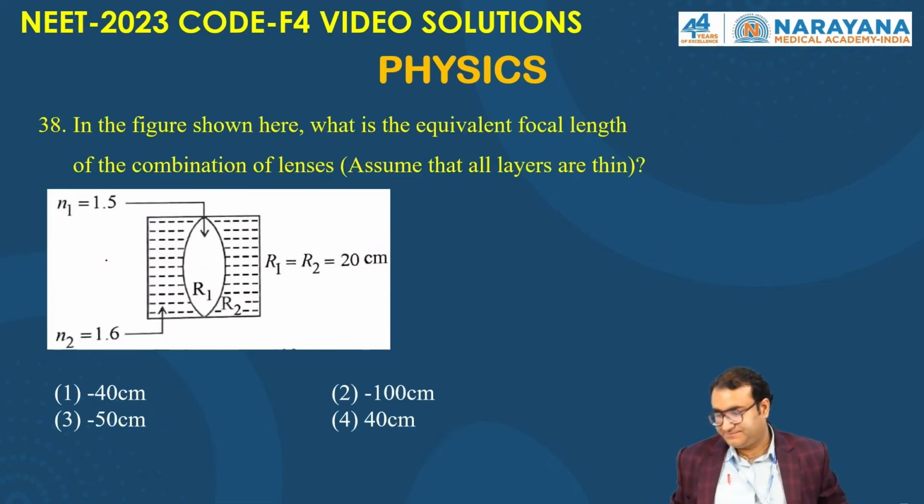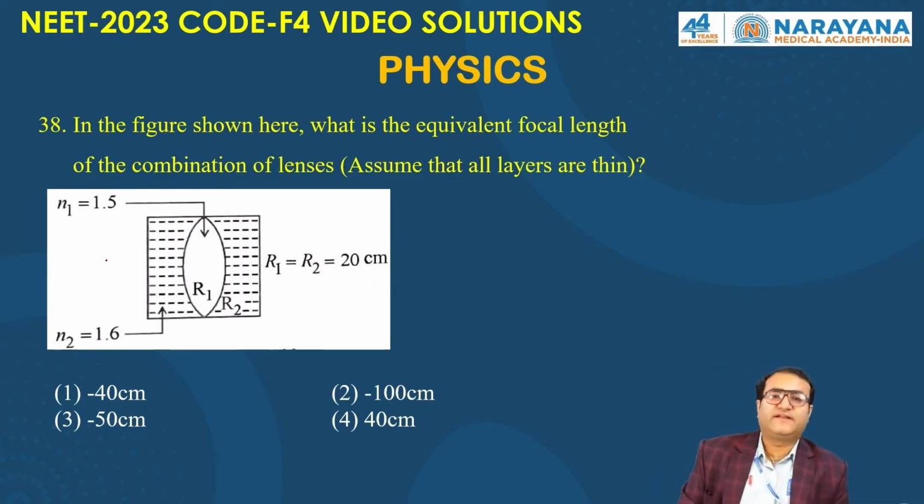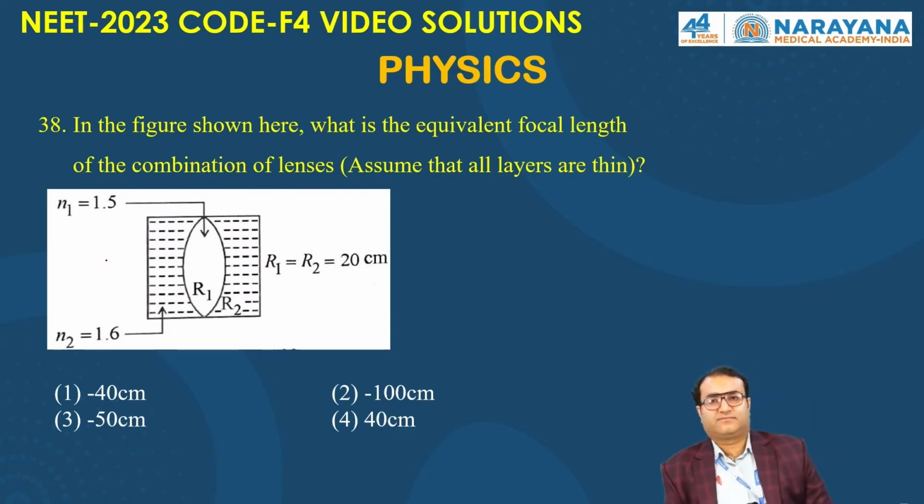Question number 38. In the figure shown here, you have to find out the equivalent focal length of the combination of lenses. Assume all lenses are thin. It appears to be thick, but you have to assume thin. So we can break it into 3 lenses.